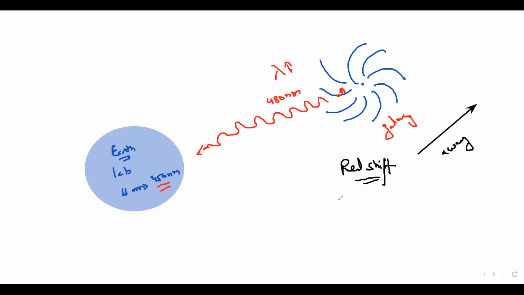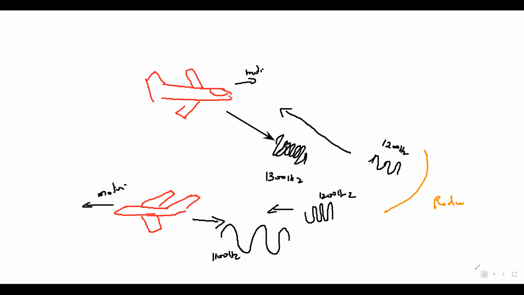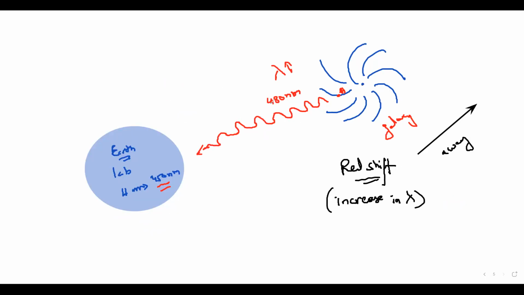Redshift means there is an increase in the wavelength, because red has a longer wavelength. So as you can see, red has a longer wavelength. So it appears that this galaxy is moving away. But not all the galaxies are moving away. There are some galaxies which are moving towards us.